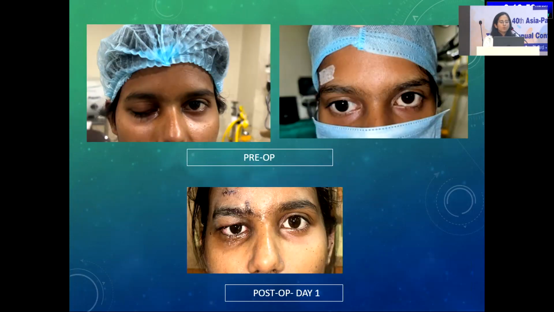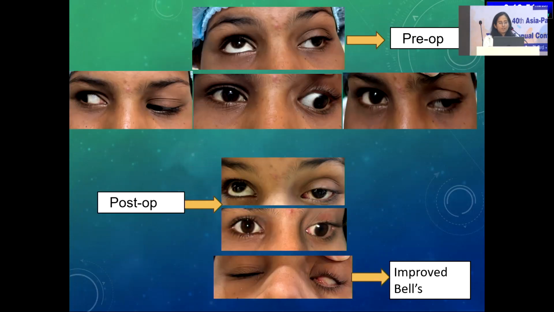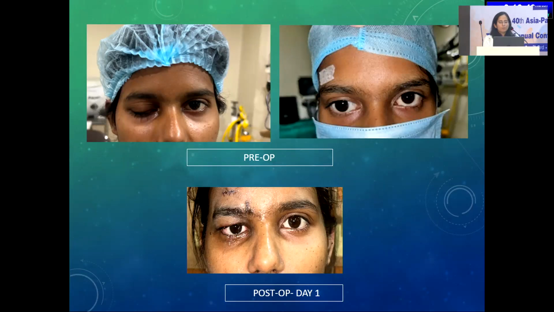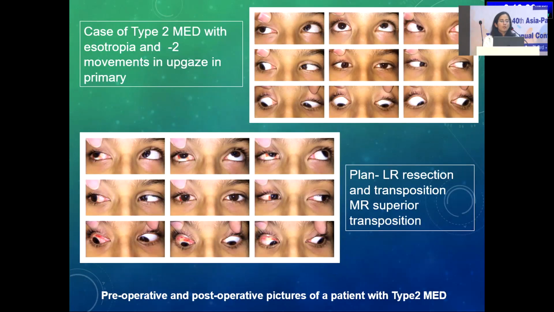The Bell's definitely improved, and following that the patient underwent a ptosis surgery also. So this was another similar case where the patient had a staged surgery, first for the correction of squint, and following that she had the surgery for her ptosis following the improvement of Bell's.